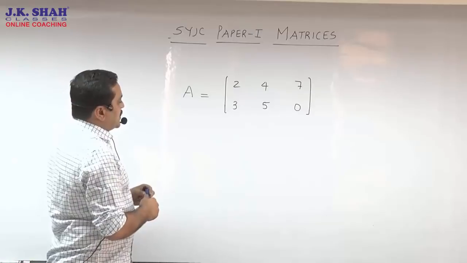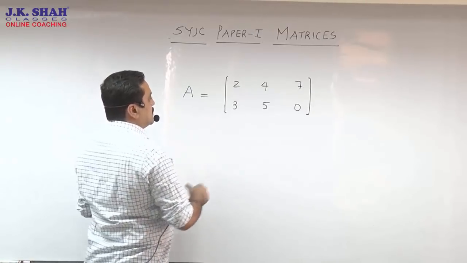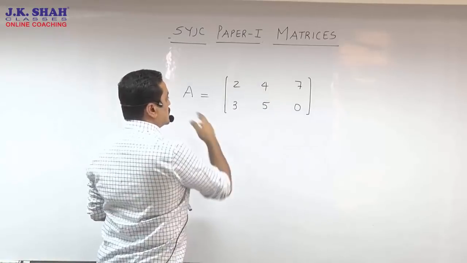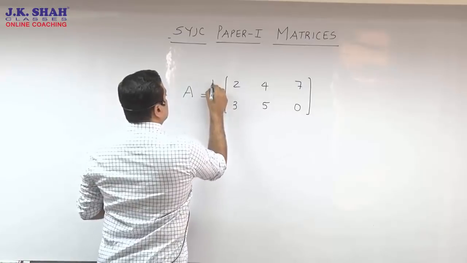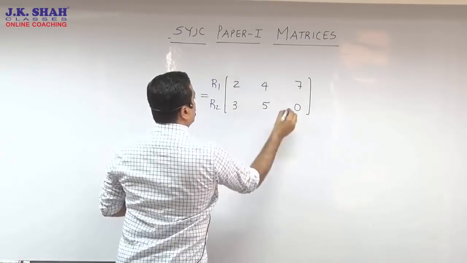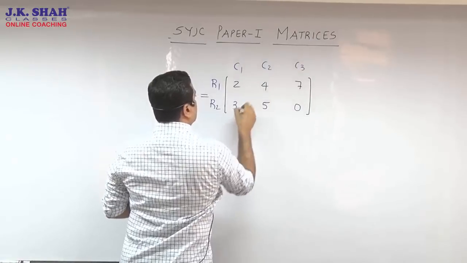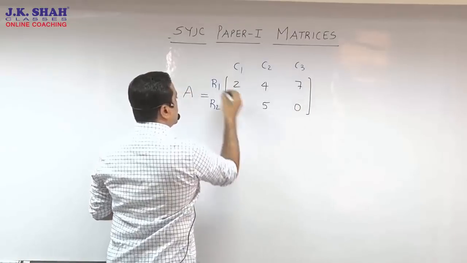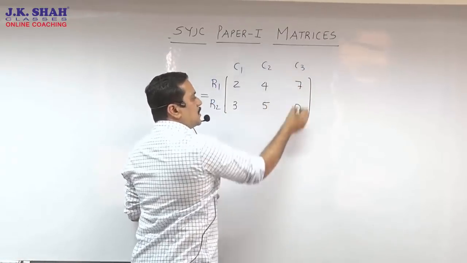Now what is a matrix? As you can see on the board, I have drawn one matrix for you. It's nothing but an arrangement of numbers along the rows and the columns. In this case, this is R1 and this is R2, row 1 and row 2. And these are C1, C2, C3, column 1, column 2, column 3.